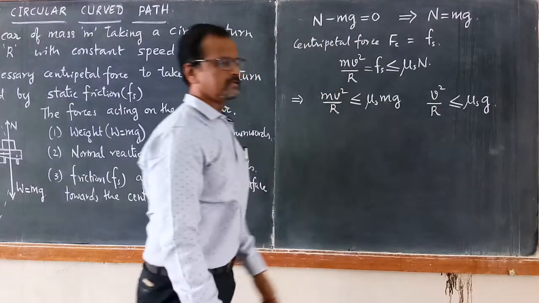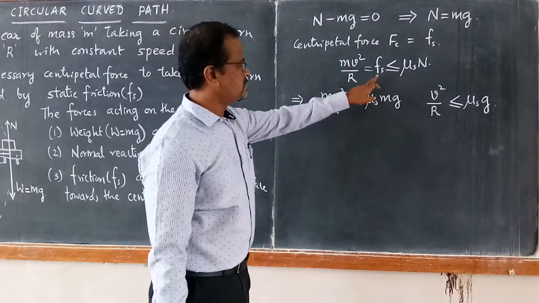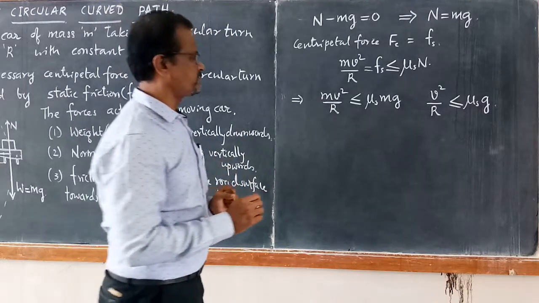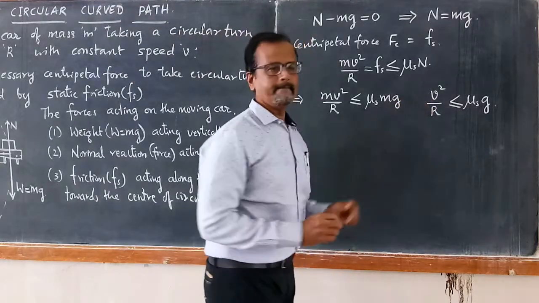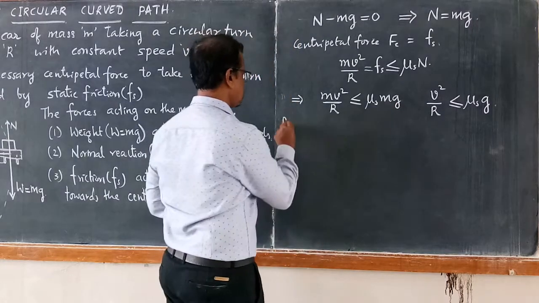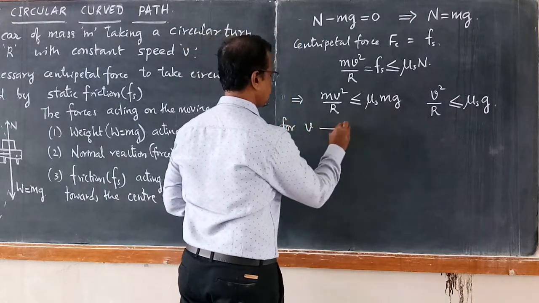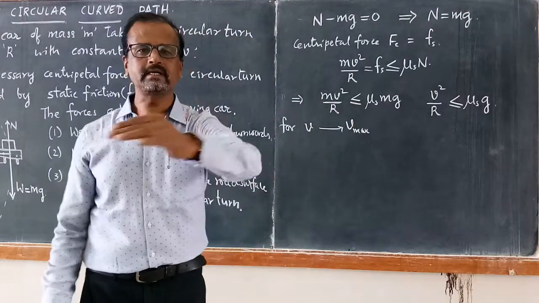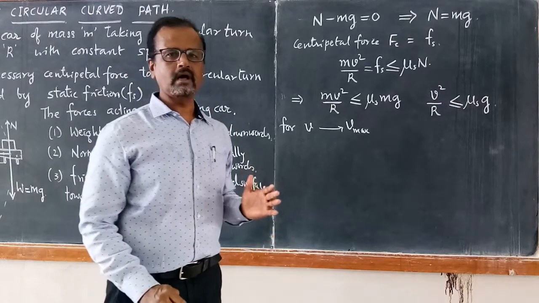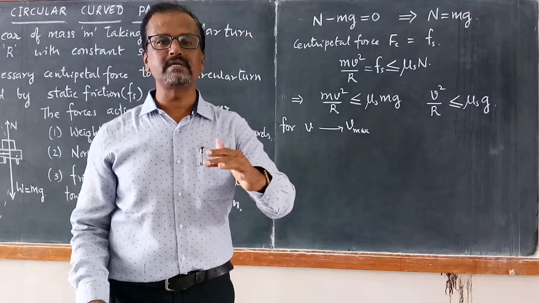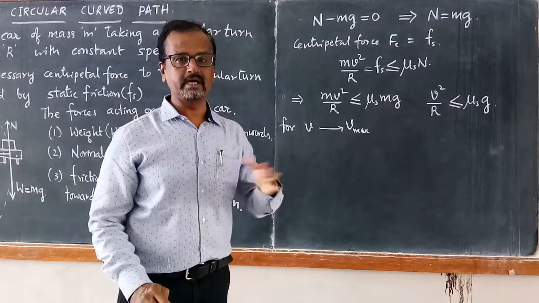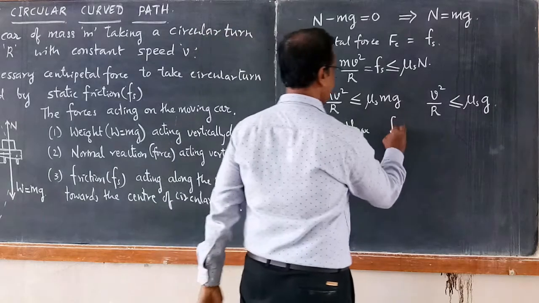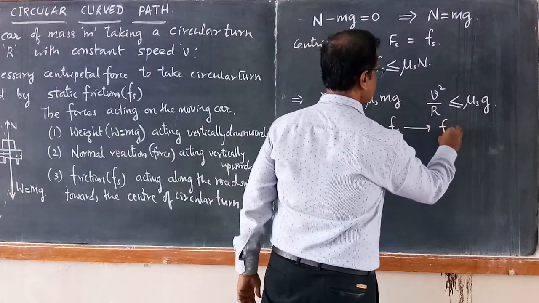Then, if it is the limiting value of static friction, if it is the maximum limiting value of static friction, then v will be maximum. For v to be v max, the maximum permissible speed to take a turn on the circular path. For a car to have maximum permissible speed, how much should the permissible speed be so that it will not undergo any skidding? So for v to be v max, Fs must be Fs max.